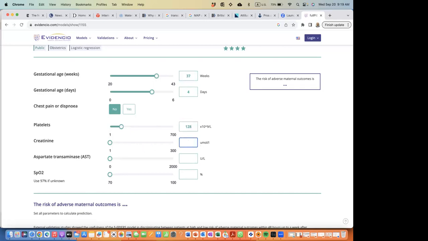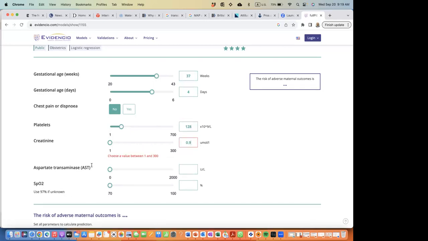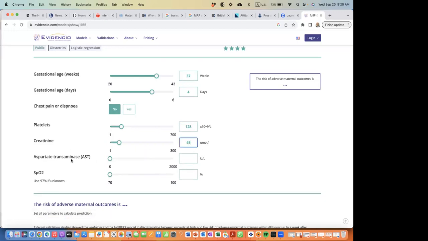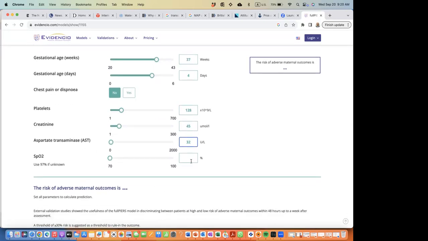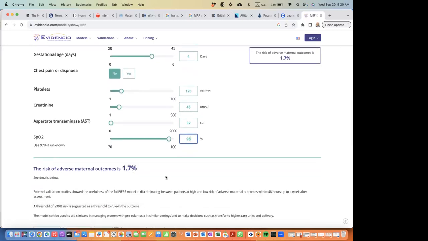Creatinine, I'll write 0.9. Choose a value between 1 and 30. Millimoles, that's different. I wouldn't know how. We will say 45. Aspartate transaminase, it is not really raised, I'll say 32. Oxygen saturation is 98. The risk of adverse maternal outcome is 1.7%.